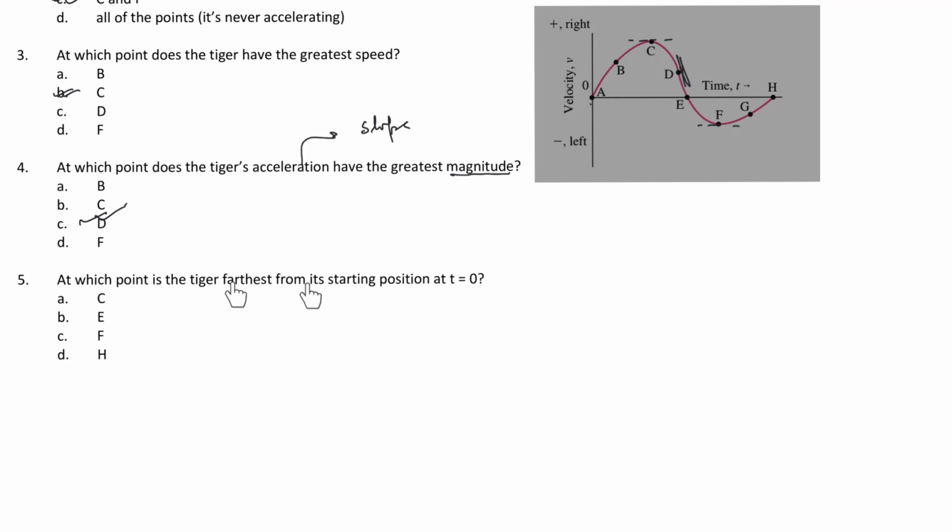Next part, at which point is tiger farthest from starting position at t equal to 0? So at this position you have a turning point because velocity is 0 and this half velocity is negative. So farthest position is when tiger is at turning point, so that is E. So this area. So answer is B.